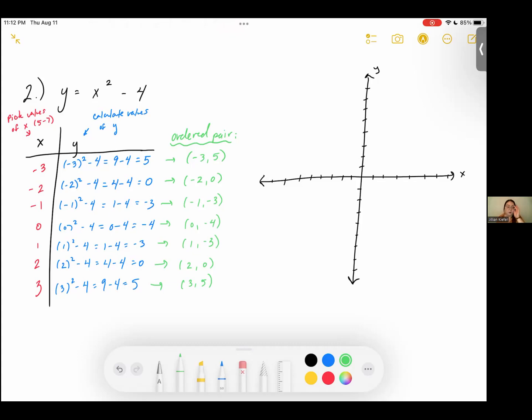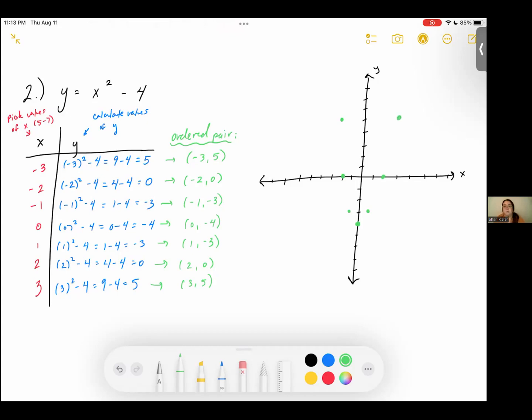So if we go ahead and start graphing our ordered pairs, let's go ahead. So we've got -3 and 5. So that will be right about here. Then we have -2 and 0. That's going to go right about there. Then we've got -1, -3. There we go. Then 0, -4. And then we've got 1, -3, 2, 0, and 3, 5.